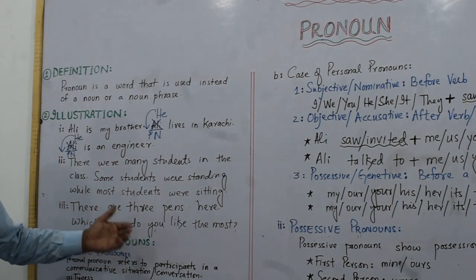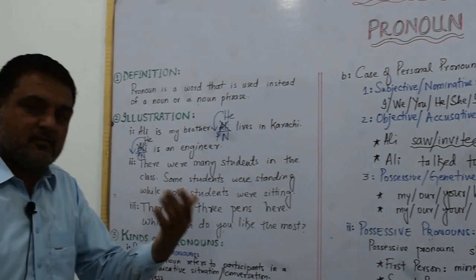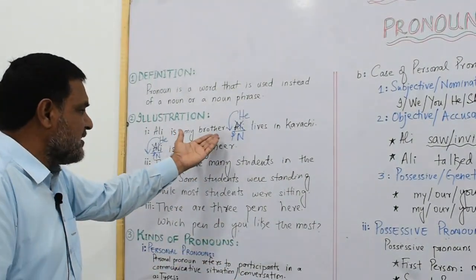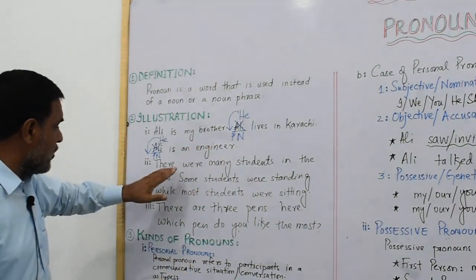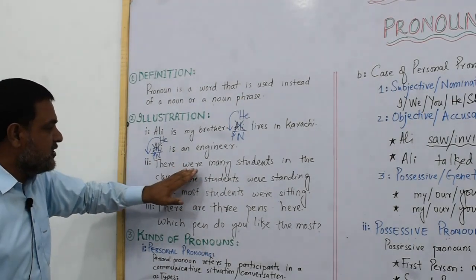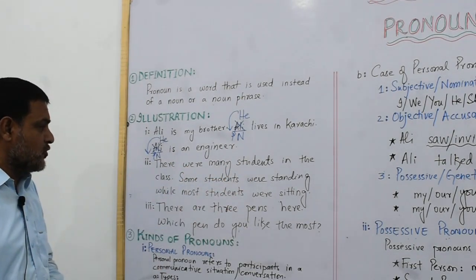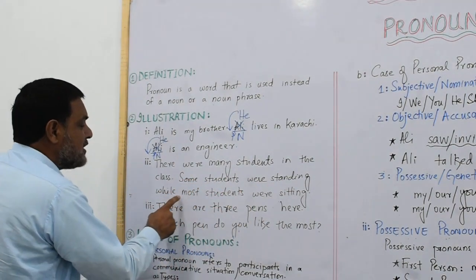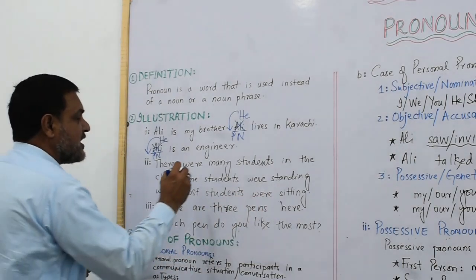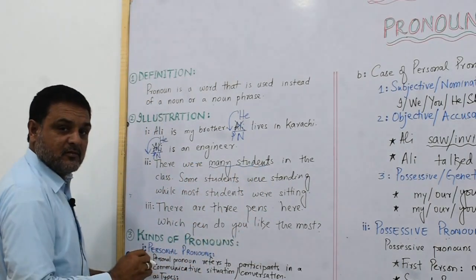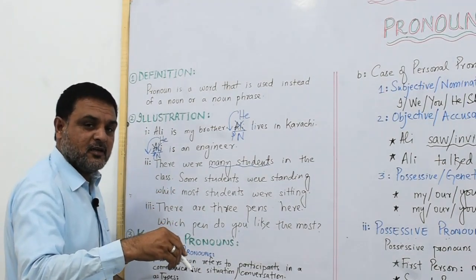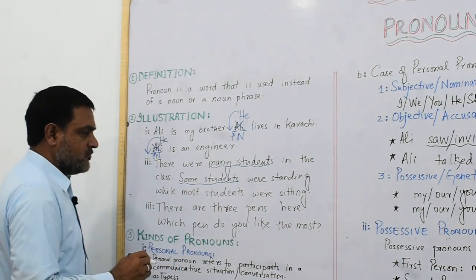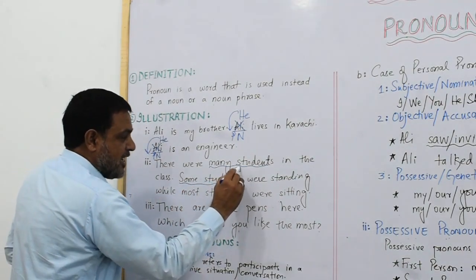Coming towards the second example, which is a little more unusual, not really unusual, but at least not as simple as this one. So this is the second sentence. There were many students in the classroom, in the class. Some students were standing while most students were sitting. Now this is a noun phrase, a combination of 2 or more than 2 words referring to a person, place or thing. Some students is a noun phrase, so it's NP.